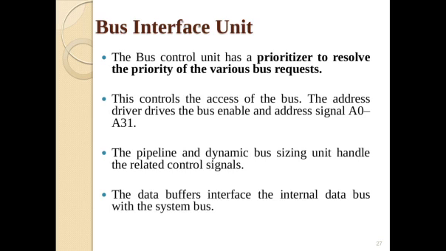The third unit is the bus interface unit. In the bus control unit there is a prioritizer to resolve the priority of the various bus requests. So when we are performing multiple tasks in multitasking, multiple tasks may request the same data or the same bus at the same time. So to decide the priority for access of the bus, we use the prioritizer. This will decide which process will access the bus first, which will access second, and so on. So that is the sequencing the prioritizer has to decide. This controls the access of the bus.